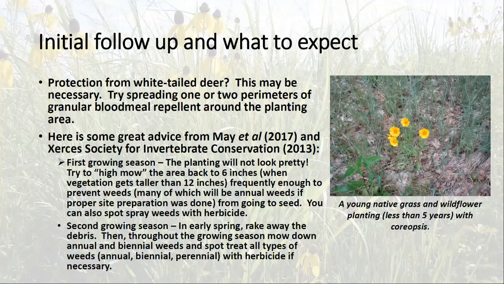So during that first year, if your overall vegetation height gets taller than 12 inches, you can do something called high mowing by mowing that area back to a height of 6 inches. And what this does is it knocks back the weeds quite a bit, especially those annual weeds, because by mowing those back, you can really put a hurting on those annual weed populations and prevent them from going to seed and spitting out new weed seed into your plot. So high mowing is a good approach for that first year.